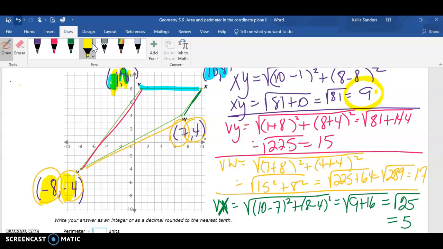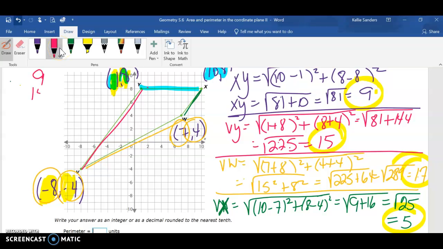So now we're going to add 9, 15, 17, and 5 up because it's asking for perimeter. So 9 plus 15 is 24. Plus 17 is 41. Plus 5 is 46.